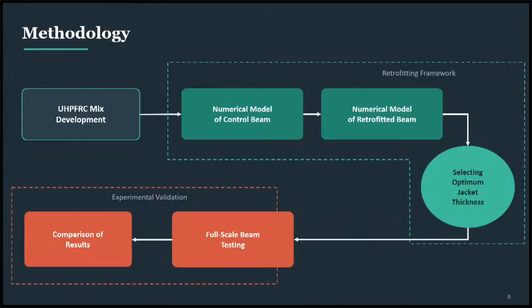So for this, we followed this methodology, starting from the UHPFRC mix development with locally available materials. Then the retrofitting framework. So the first part is the assessment of control and retrofitted beams. With that, we selected the optimum jacket thickness which was required to shift the failure mode of these beams from brittle shear to ductile flexure. And then finally the experimental validation, which included full-scale beam testing, and finally the comparison of results.